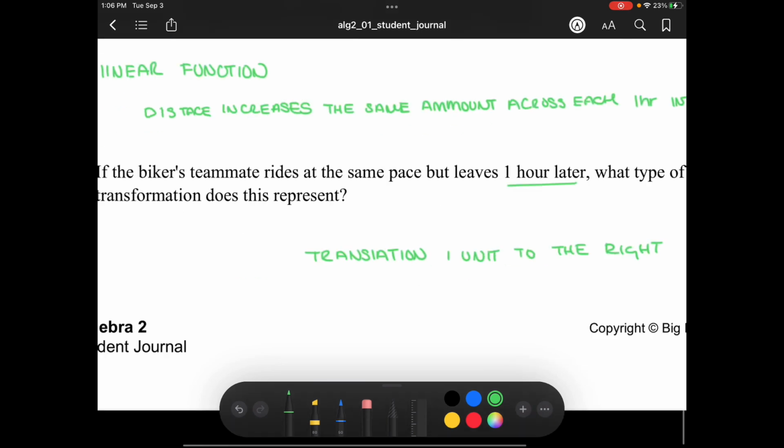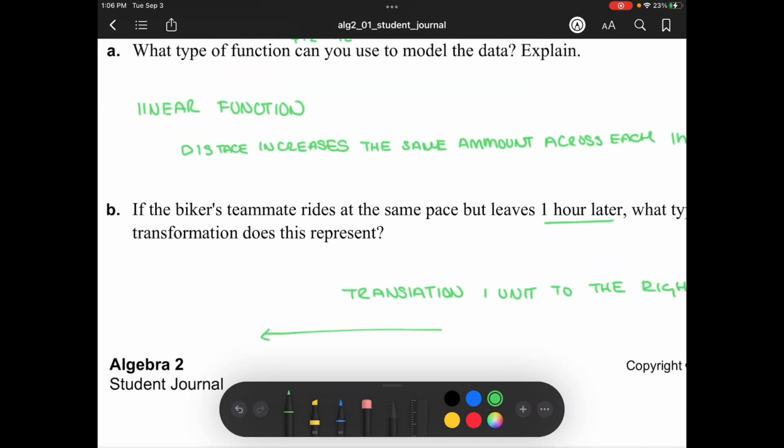And for all of my visual people out there, if I have my number line and it starts at 0, 1, 2, 3, 4, and so on, if I started here at 0, I can keep going forever and ever, right? But if I shift 1 hour later, see how I've had to shift my original point 1 unit to the right.